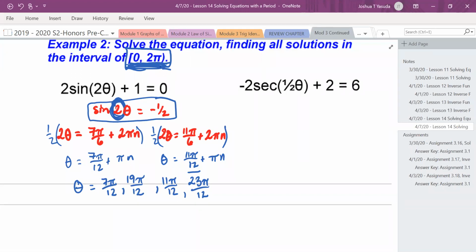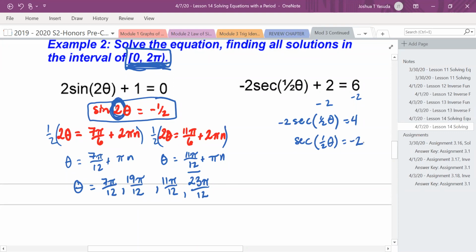Okay. All right, let's try to solve this one as the clock ticks on us. 6 minutes remaining. Oh my word. -2 secant of 1/2 theta equals 4. Divide by -2. I get secant of 1/2 theta equals -2. Sometimes I'm not very good at thinking in terms of this, so I'm going to say cosine of 1/2 theta equals the reciprocal, so -1/2. Does that sound okay? -1/2.